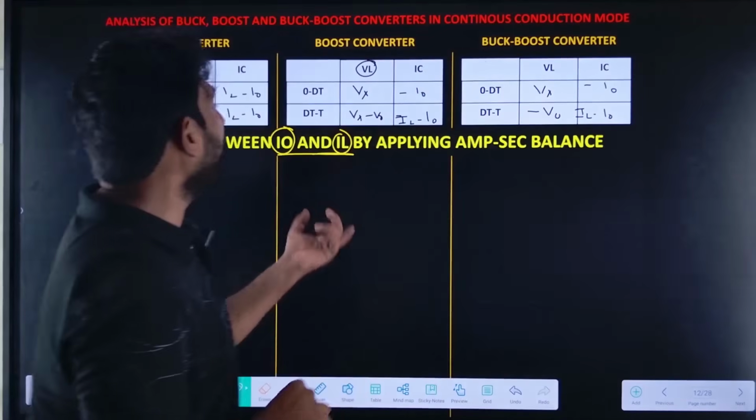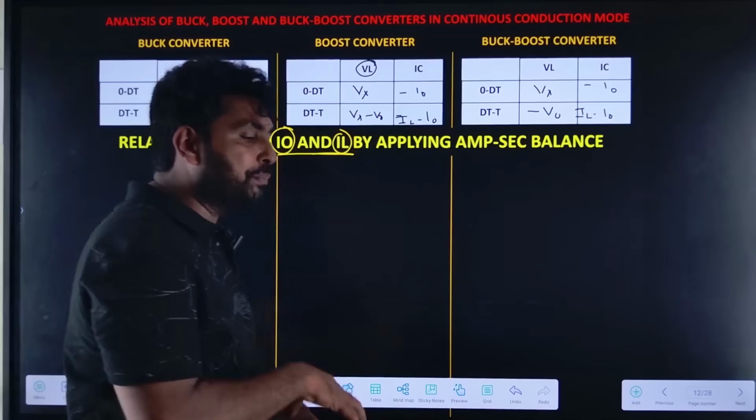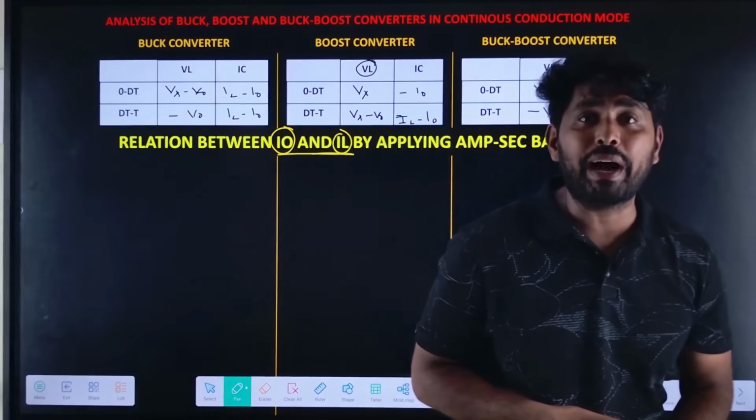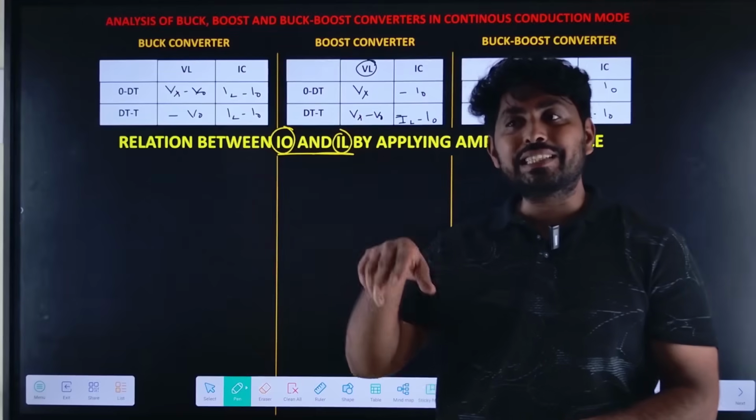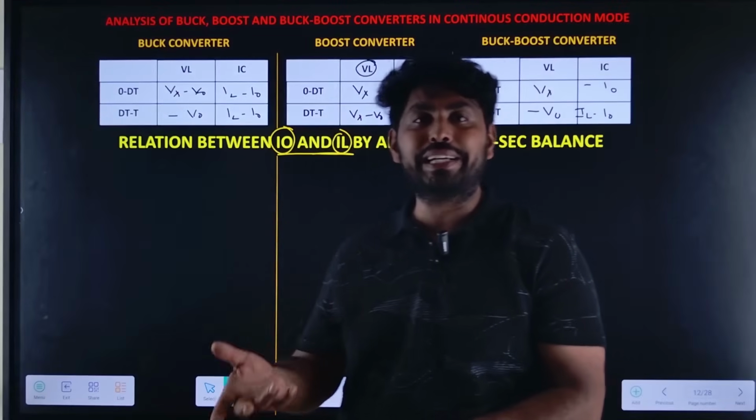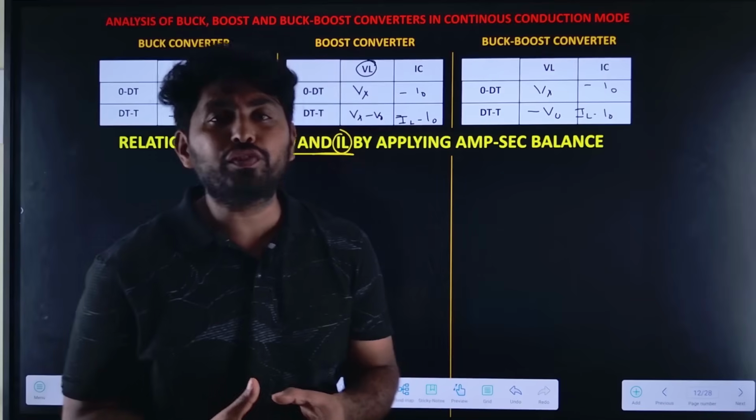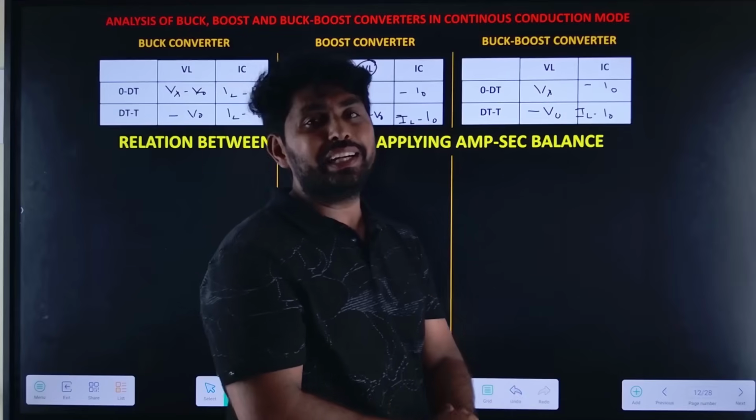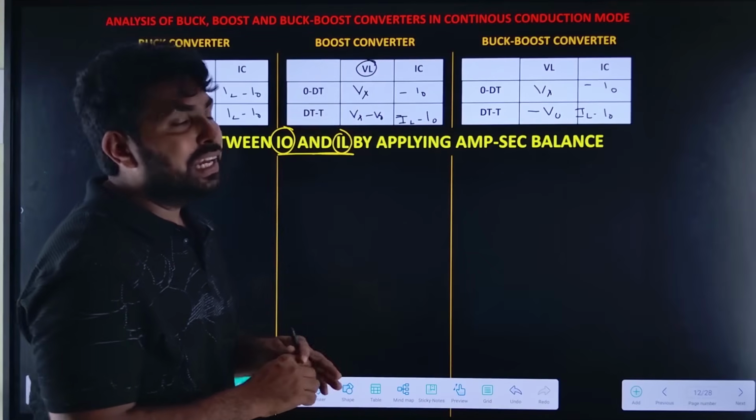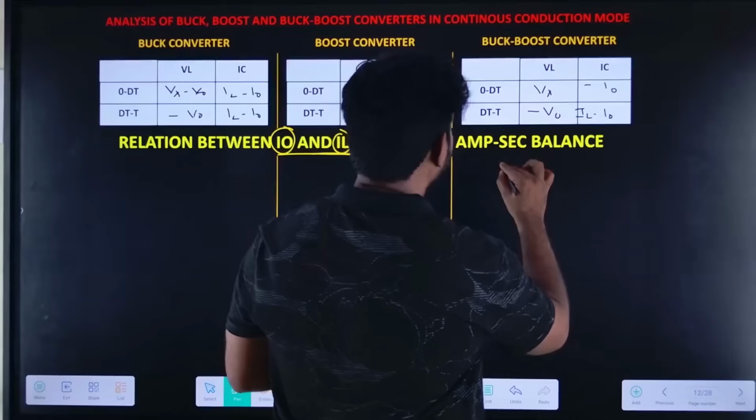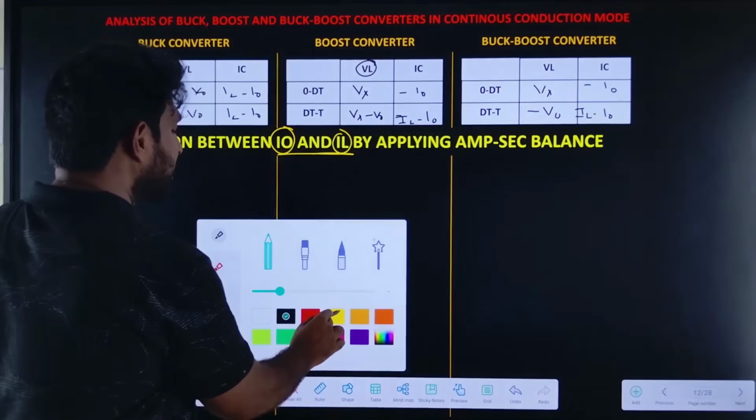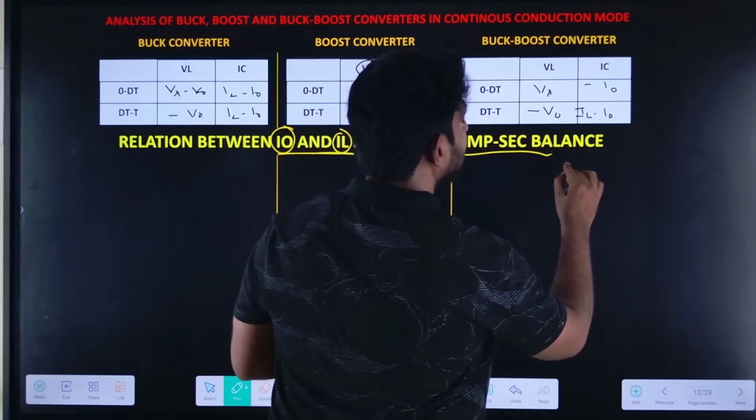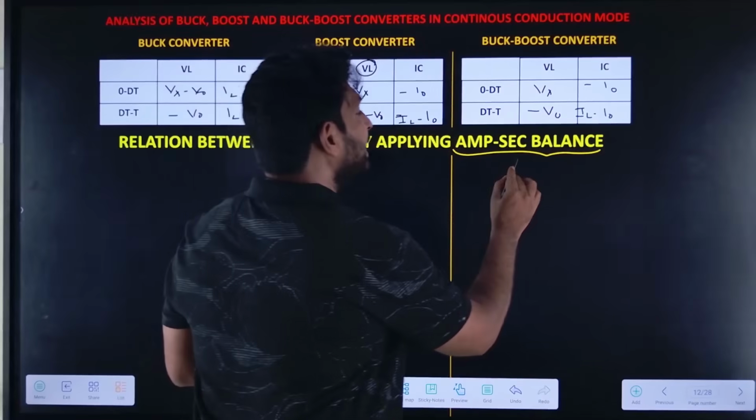Now we need to find it by applying the ampere-second balance. What is volt-second balance? For the voltage across the inductance, the integration of VL dt equals 0. The area of the inductor voltage is 0. Similarly, the ampere-second balance is nothing but the integration of IC dt equals 0.